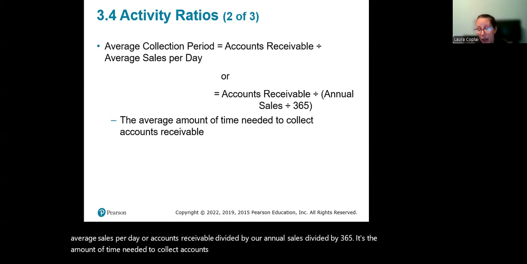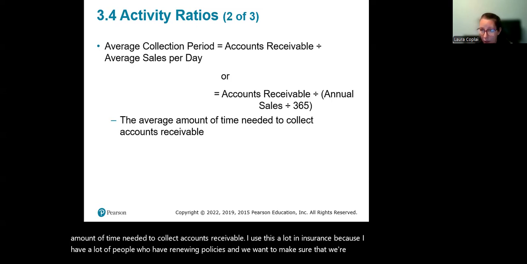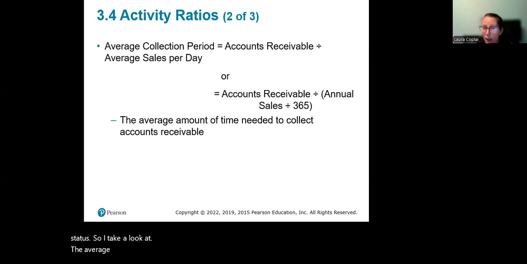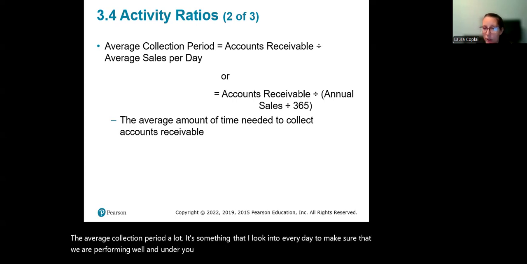I use this a lot in insurance because I have a lot of people who have renewing policies, and we want to make sure that we're collecting their premiums in a safe and efficient time before they get into that pending cancel status. So I take a look at the average collection period a lot. It's something that I look into every day to make sure that we are performing well and under the percentage that is required by my home office.